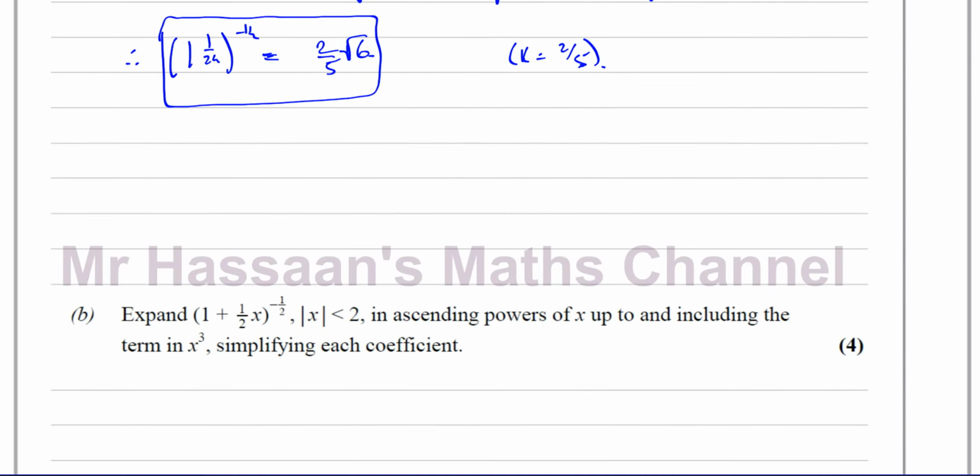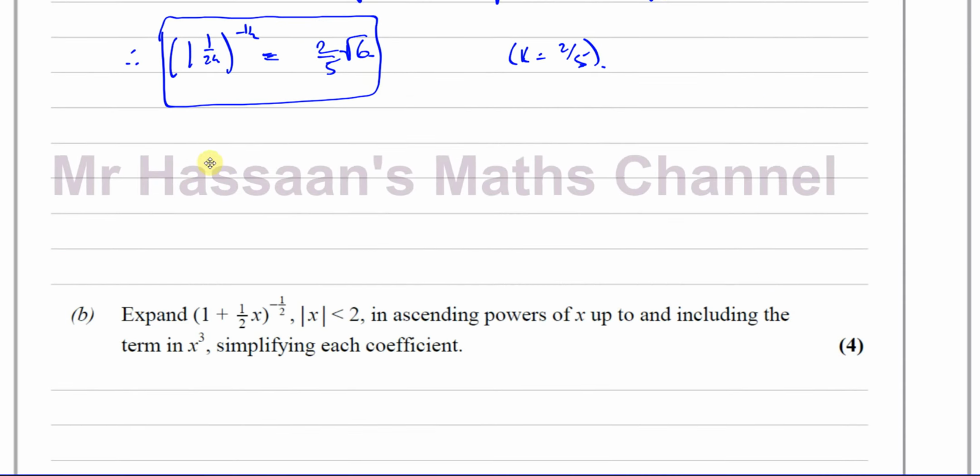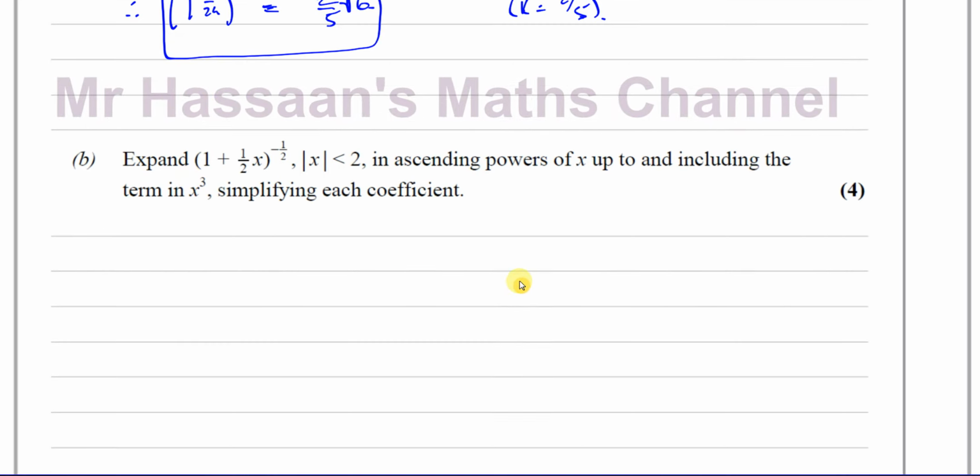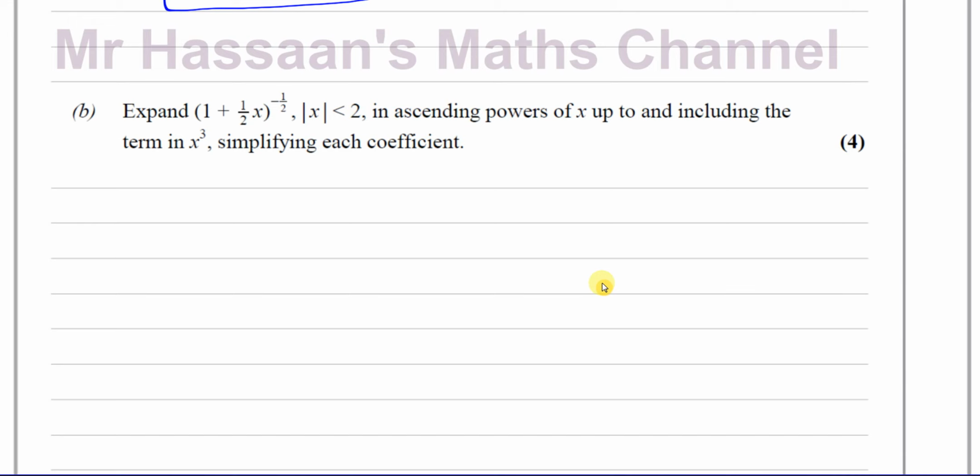So now we're going to move on to part B, and it says in part B, expand this bracket 1 plus a half x to the power of negative a half, where the modulus of x is less than 2, in ascending powers of x up to and including the term in x cubed.